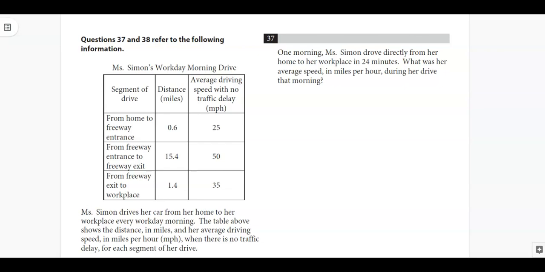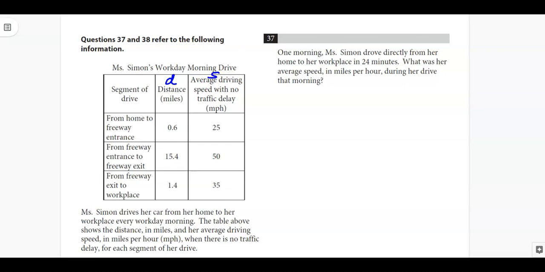All right, number 37, 38. We have Mrs. Simon's workday morning drive. So let's look down here. Mrs. Simon drives her car from her home to her workplace every workday morning. The table above shows the distance. So this column is our distance. And her average driving speed in miles per hour. So this is my speed.